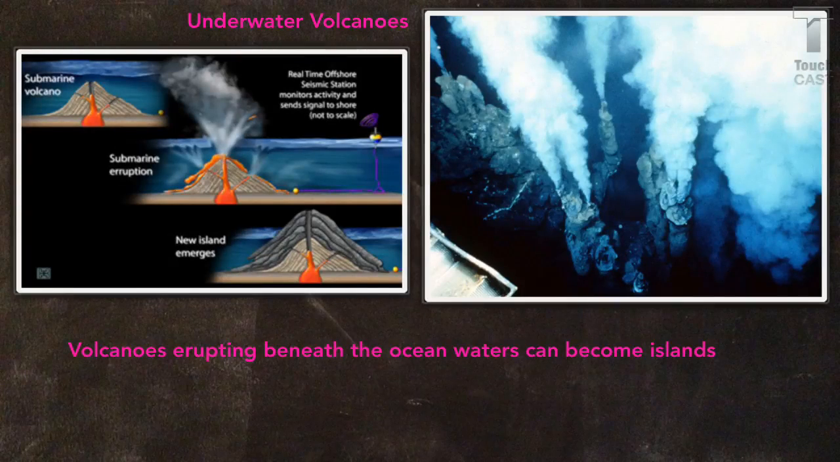Okay, so we all know about volcanoes when we were talking about plate tectonics, but let's talk about some underwater volcanoes, which are really cool. And these underwater volcanoes, when they erupt beneath the ocean, can actually become land. If you look at this picture, you can see how a submarine volcano becomes a submarine eruption, and can end up becoming a new island. Remember, jot this stuff down, pause it when you need to.